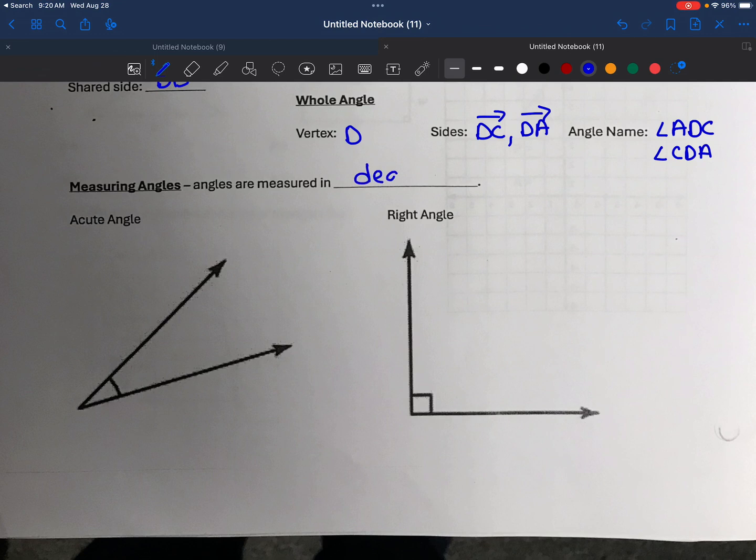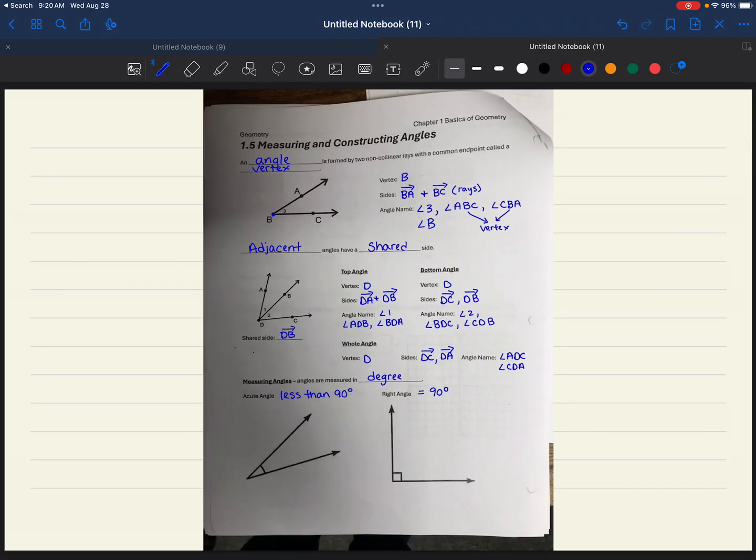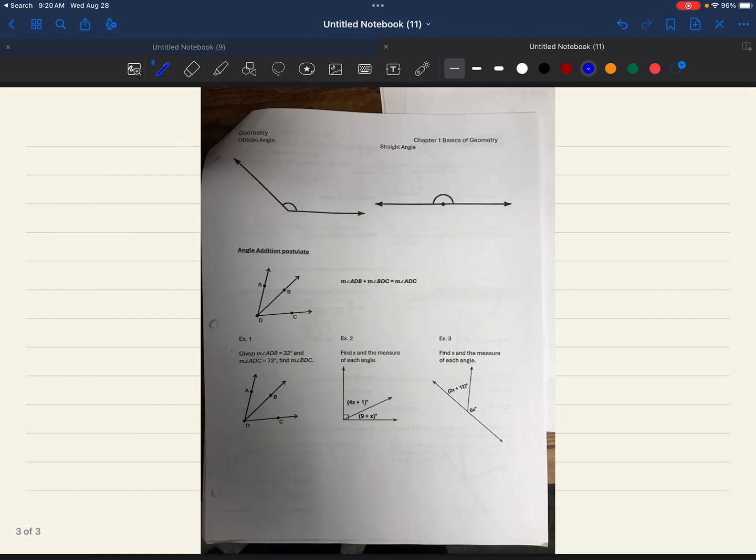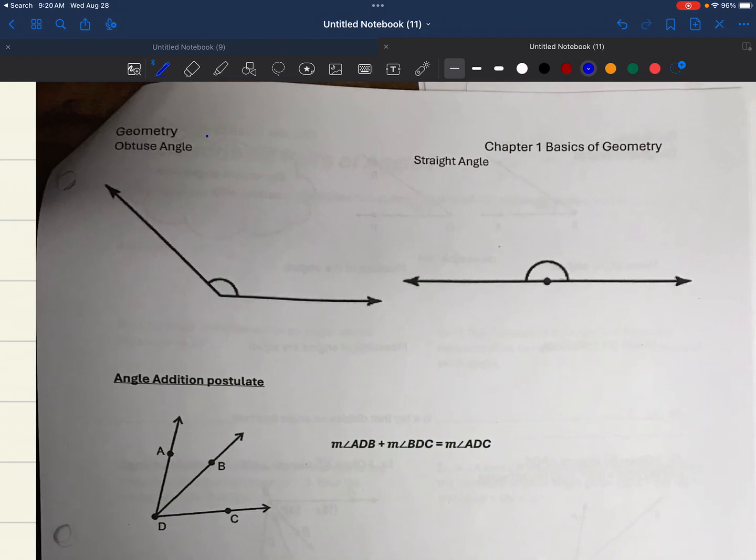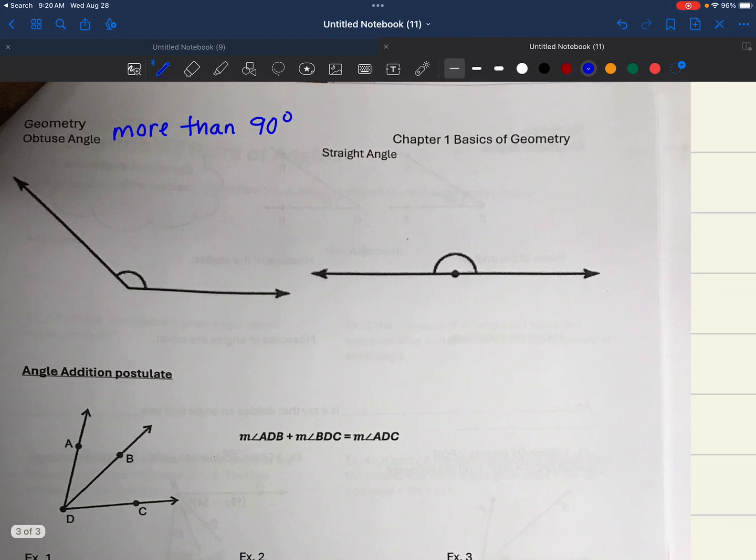Okay, when we measure angles, angles are measured in degrees, correct? Okay, acute angles we know are less than 90. What about right angles? They equal 90. Okay, and then let's go ahead on the back page. I'm going to flip over, and I'll come back to this. But since we're talking about this, what about obtuse angles? Greater than 90. More than 90. Okay, and then a straight angle or a straight line is equal to 180.